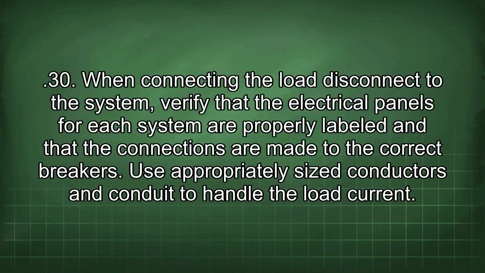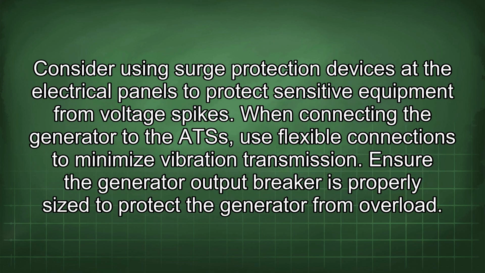When connecting the load disconnect to the system, verify that the electrical panels for each system are properly labeled and that the connections are made to the correct breakers. Use appropriately sized conductors and conduit to handle the load current. Consider using surge protection devices at the electrical panels to protect sensitive equipment from voltage spikes. When connecting the generator to the ATS, use flexible connections to minimize vibration transmission. Ensure the generator output breaker is properly sized to protect the generator from overload.